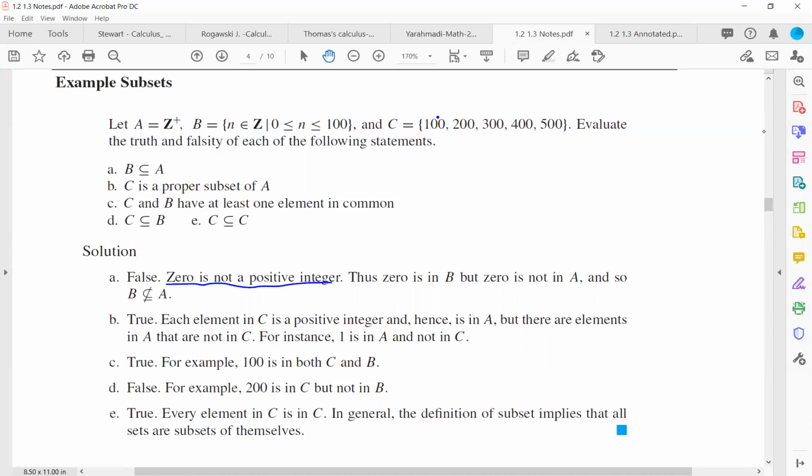D is false. C is not a subset of B. Take a look at elements here. You have 200 in C, but there is no 200 in B. You can take 300 as well. Of course, 300 belongs to C, but 300 is not a member of B. And finally, E. E is true. For any set, any random set, we can say that that set is a subset of itself. A is always a subset of A, B is always a subset of B, C is always a subset of C, and so on.